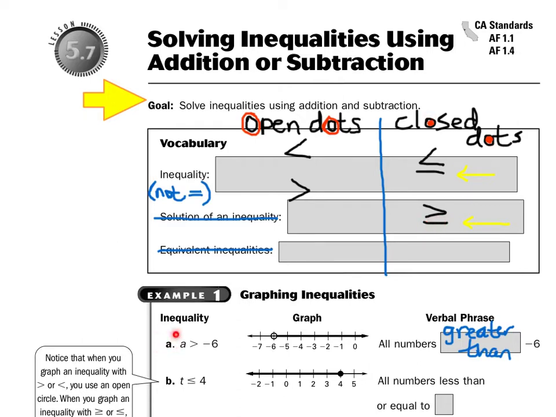Okay, take a look at example 1, letter A. This says A is greater than -6. Well, since it's greater than, but it's not equal to, we're going to do an open dot at -6, and we're going to shade all the numbers larger. So this just means all numbers greater than -6. If we look at B together, T is less than or equal to 4. See that or equal, that little underline? That means it's going to be a closed dot because it could touch the number 4. And then we're going to shade everything smaller, everything to the left.